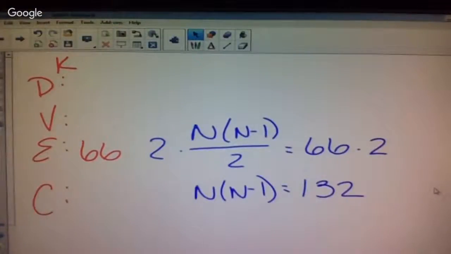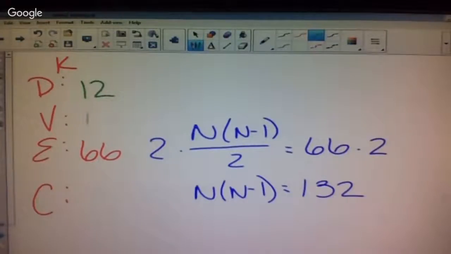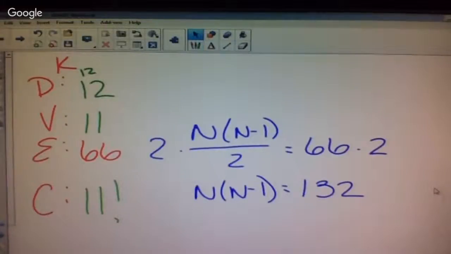Which one's my degree? 12. No, 11. So my vertices are 12, which means my complete circuits are 11 factorial, and this is K sub 12. Guaranteed, there will be one of these on your test next week. Tuesday.